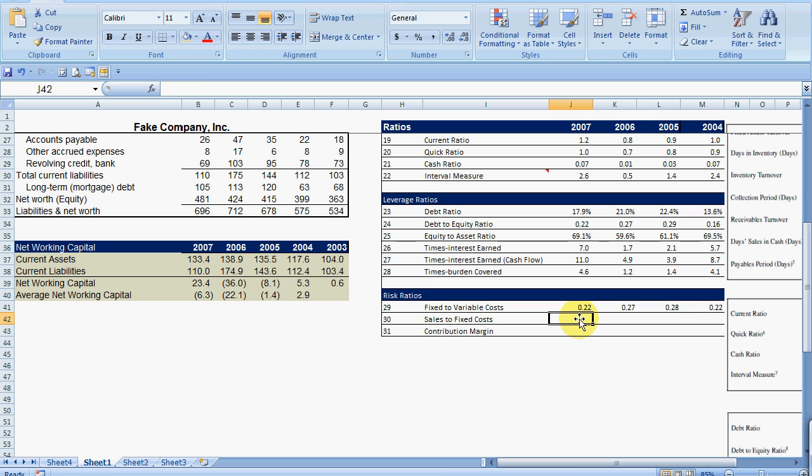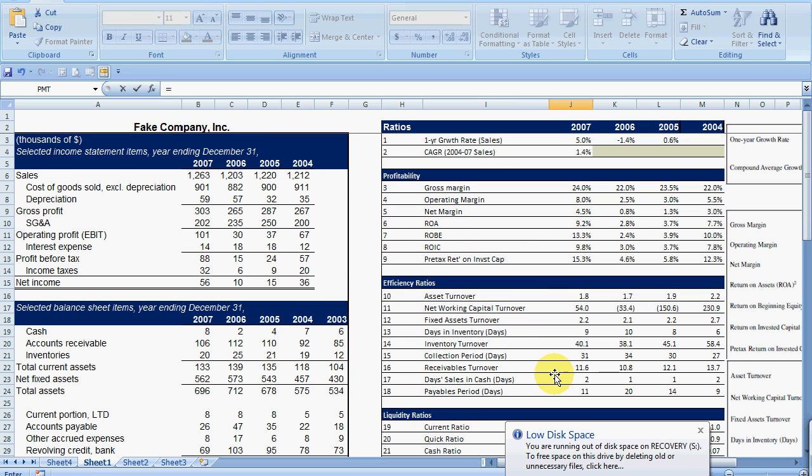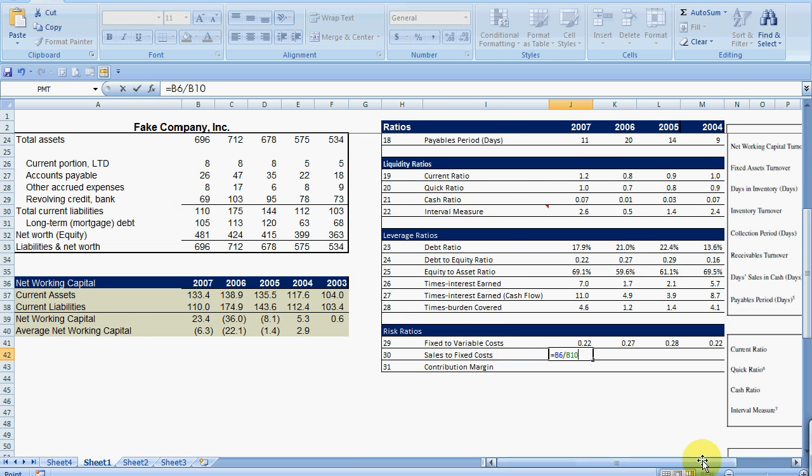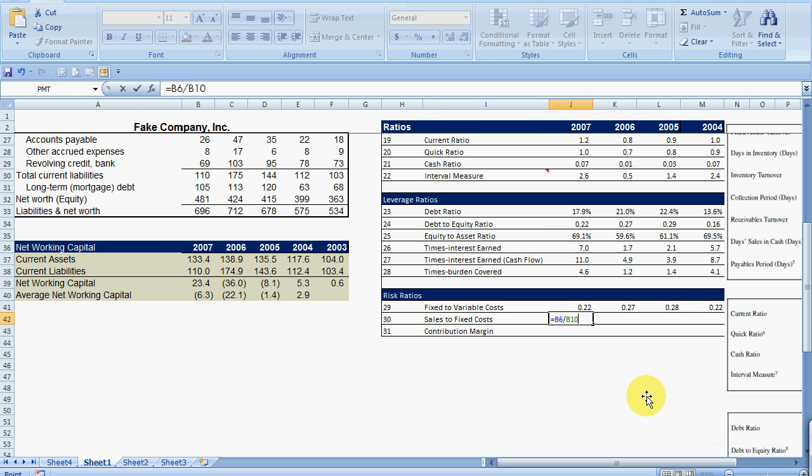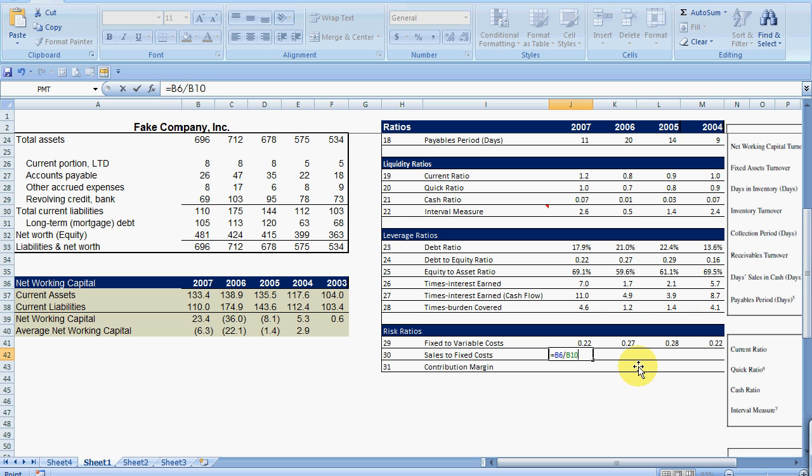All right, sales to fixed costs. So again, we have our sales. Let's look at how much of a buffer we have over our fixed costs. If you look down here, you would add back depreciation and subtract sales commissions. But we don't have that level of granularity in how we itemized it, and we've already separated out our depreciation. So we can just take this as sales divided by our fixed cost, and we have it as such.